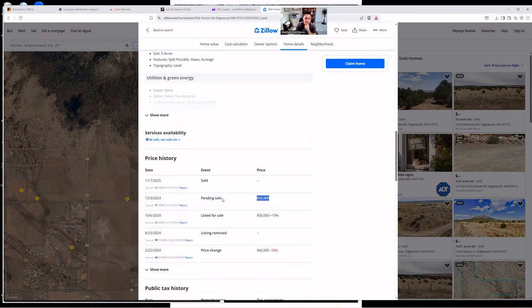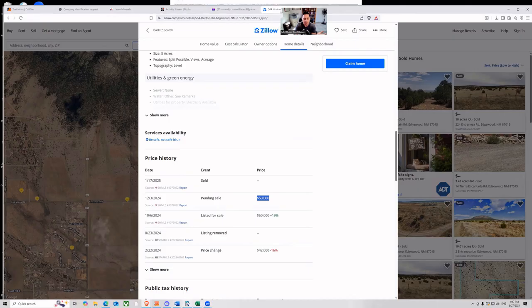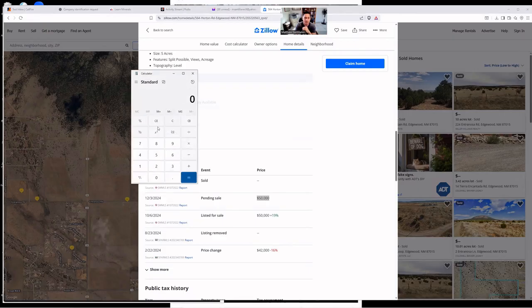What I like to do for properties like this is, if I see it's pending like this, I will subtract 10% to assume the sold price. So 10% of 50,000 is 5,000. So we could assume that it sold for 45,000. 45,000 divided by 5 is about $9,000 per acre.